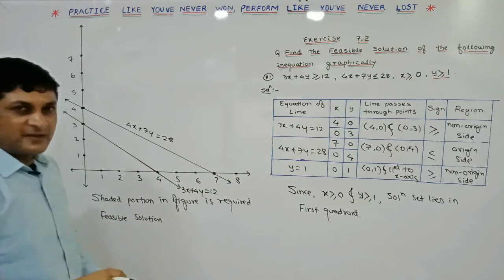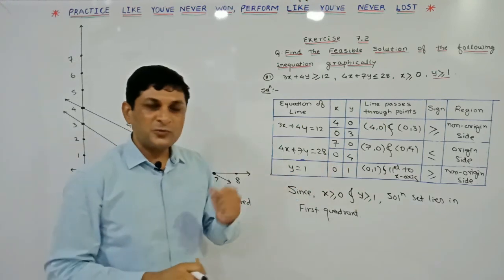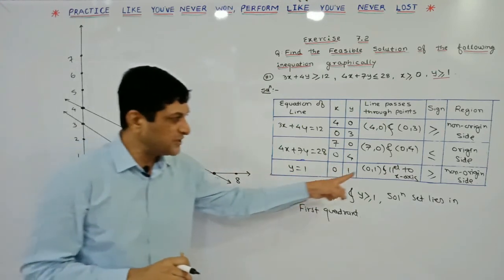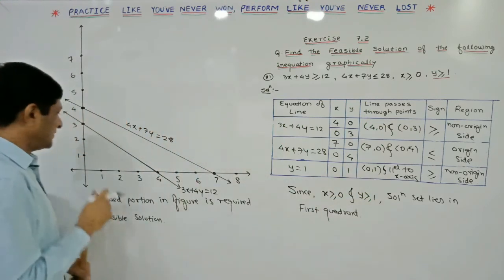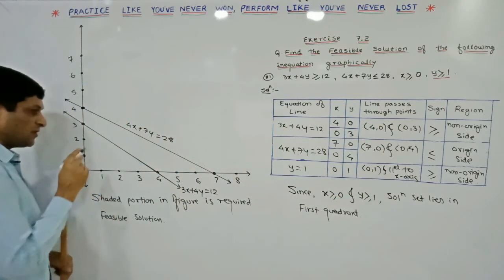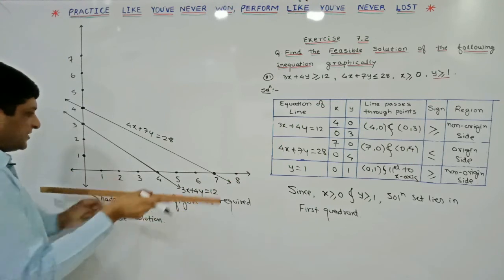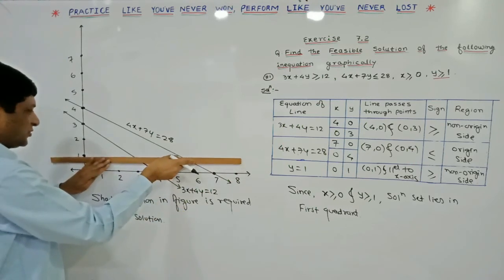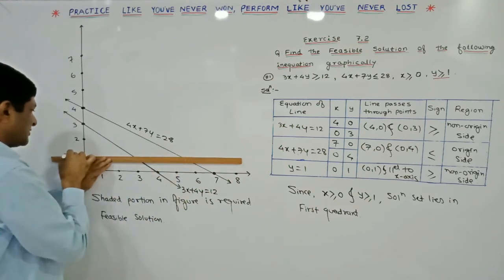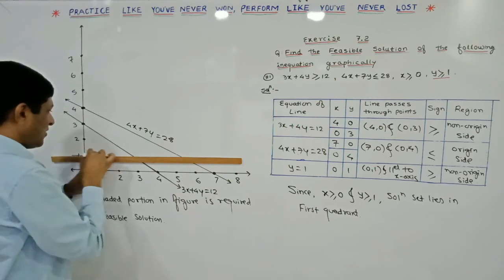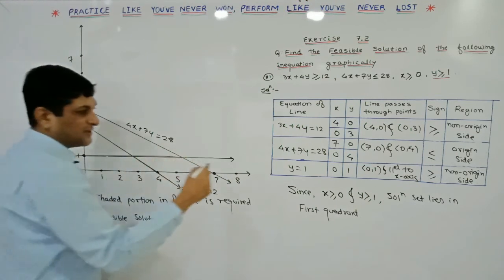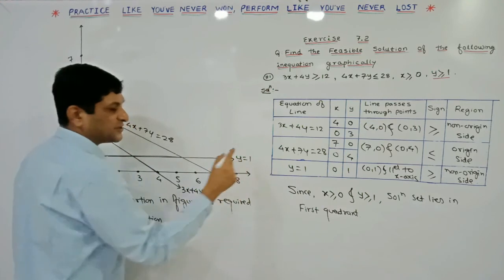Now the third line, y = 1. It's parallel to which axis? X-axis, and it passes through which point? (0, 1). So this is the position of this point. The line is parallel to the x-axis and passes through the point (0, 1). So this will be the rough sketch of this line. Then write down the equation of the line, y = 1.